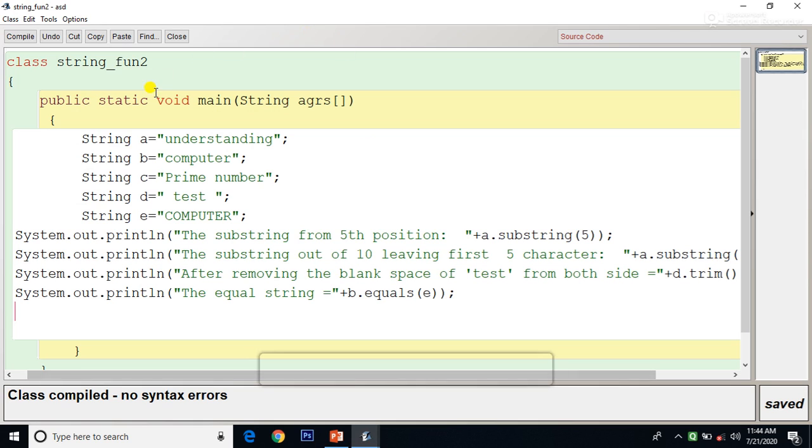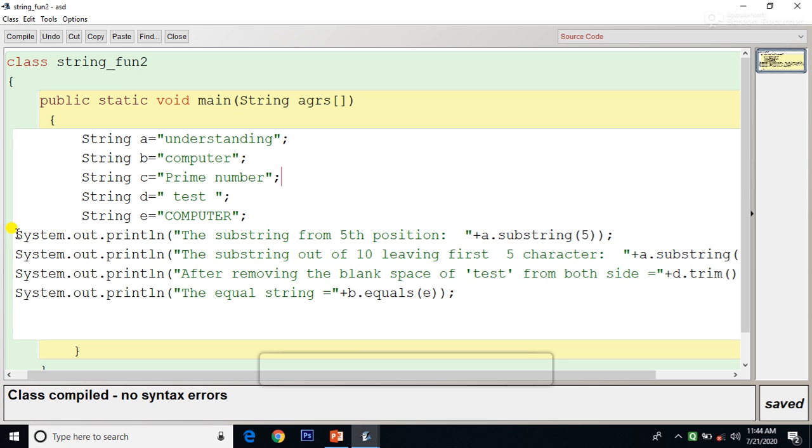See, this is one class I have created after writing public static void main. Some variables I have taken with values. String A equals "understanding", string B equals "computer", string C equals "prime number", string D, here I have put space on both sides. String E equals "COMPUTER" in capital letters.